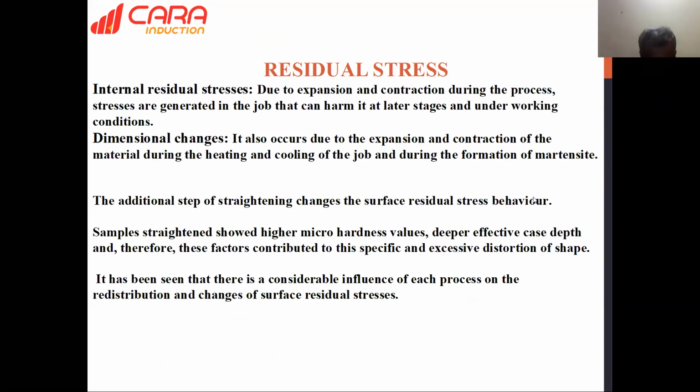Mainly in induction hardening, we are facing the problem of residual stresses. It is very critical. What are the critical parts after induction hardening? If the stresses are not removed properly, then we face cracking and premature failure of parts. So these are the problems after induction hardening. Next, sir.